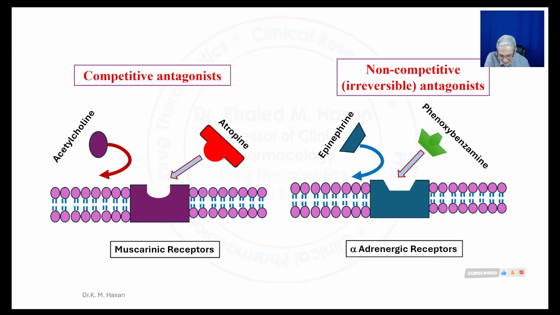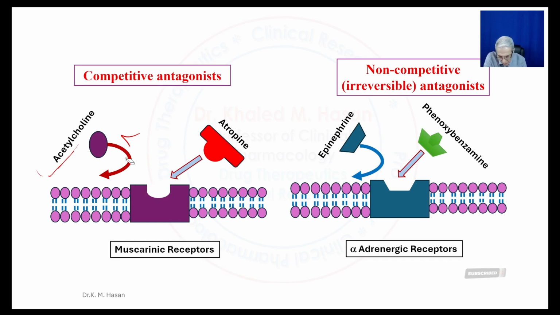So here we have an example of a competitive antagonist. When you prescribe atropine to your patient, the atropine binds to the muscarinic receptor. In other words, we have acetylcholine in our body. Acetylcholine tries to bind to the muscarinic receptor. However, when you prescribe atropine, atropine will bind to the receptor and displace and remove acetylcholine from binding. This is a competitive receptor interaction here.